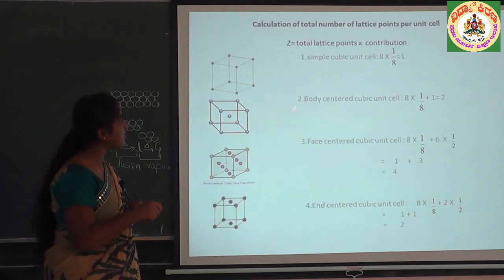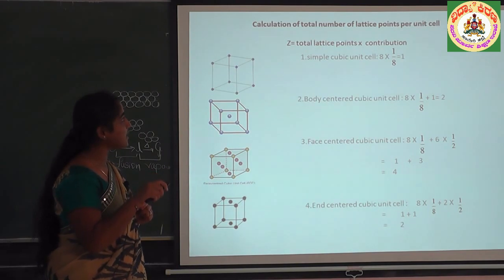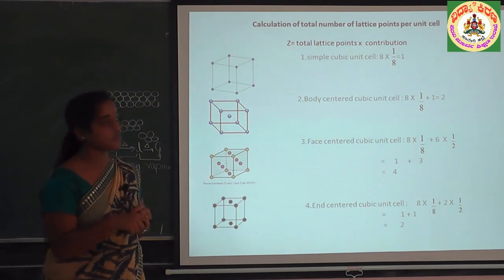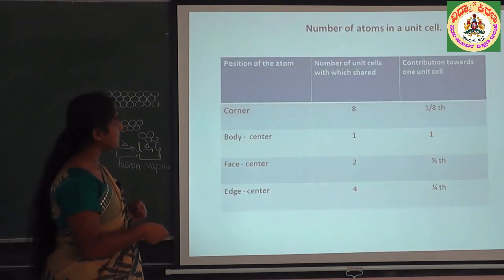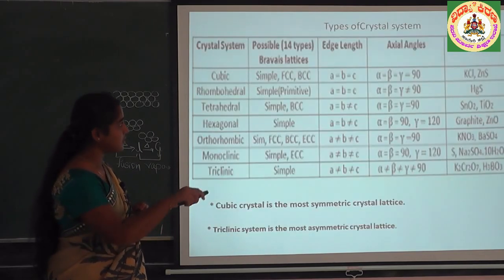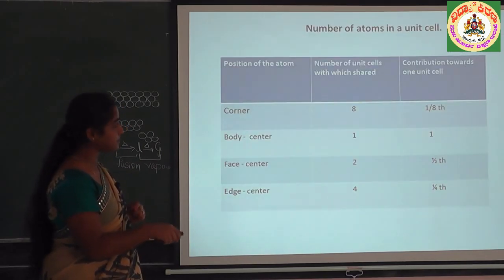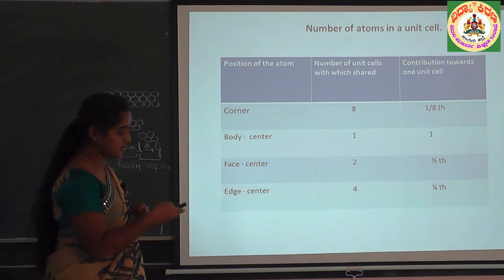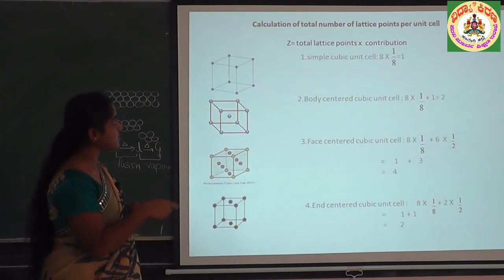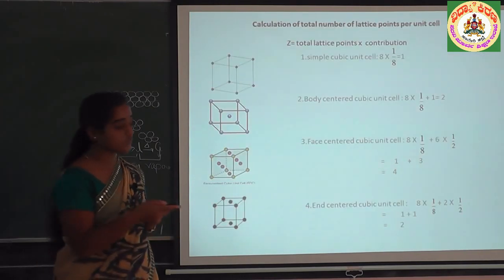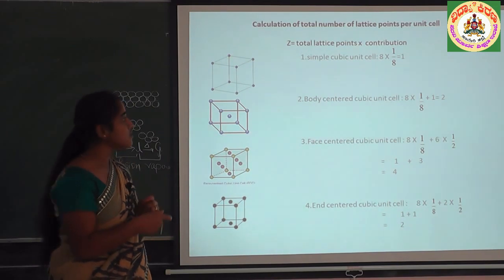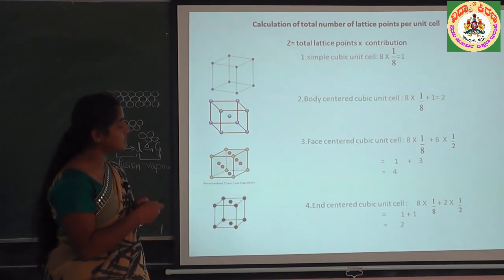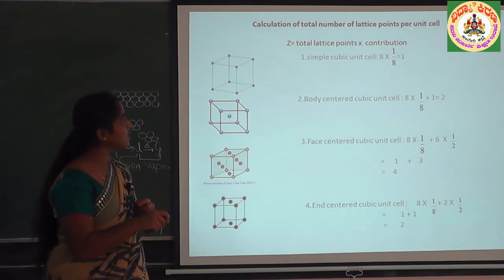This is a formula: Z equals total lattice points into contribution. Now we already saw the contribution here, no? The contribution is here, the contribution is here. So for the calculation of the total number of lattice points, we must have the knowledge of that. So Z equals total lattice points into contribution.